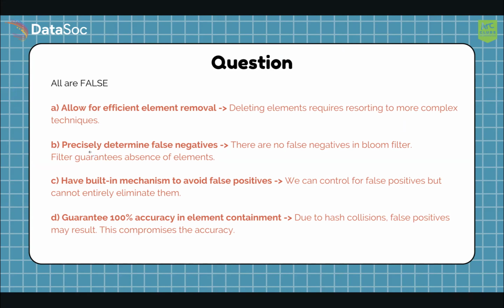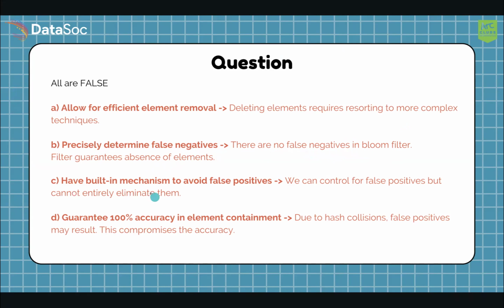Precisely determining false negatives. Well, the thing is, false negatives can never exist because as we defined in the first slide, a Bloom filter guarantees the absence of elements. It can tell you probably if an element is present or not, but if it's about the absence, it will always guarantee that an element is absent. So there are never any false negatives in a Bloom filter.